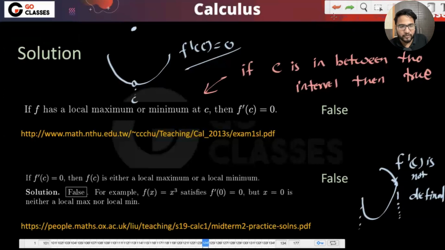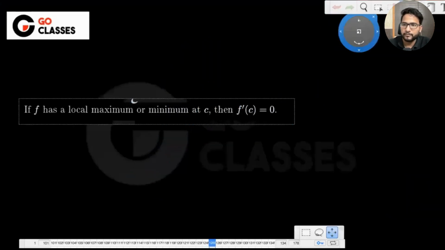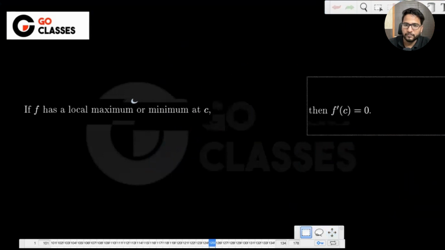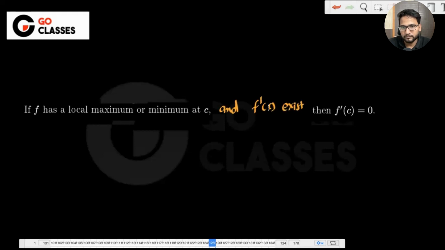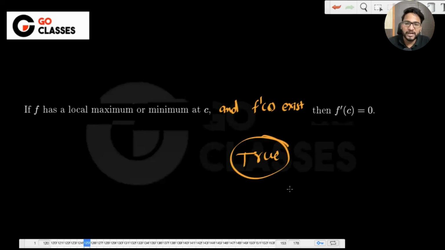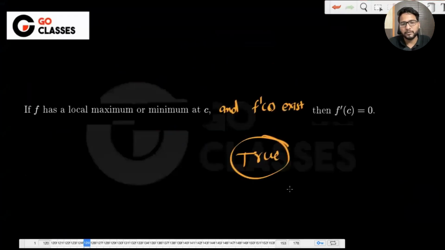So the only change is that f dash c should be defined. If f has a local minimum or maximum at c and f dash c exists, then f dash c must be zero. So this is true. Okay. So if I just modify this statement something like this, this is true, right? Actually, they might not be asking this thing. I'm not saying they will, but if they ask you such things, then you have to be careful. The converse is this: if you have f dash c zero, then it is not necessary whether it is a local minimum or maximum. We will see this later. There are some other points apart from the minimum and maximum.